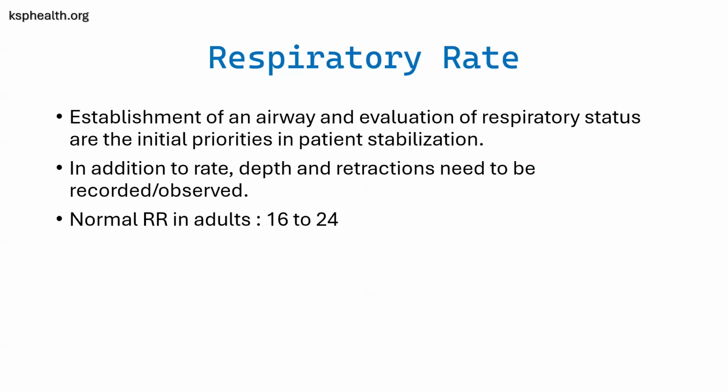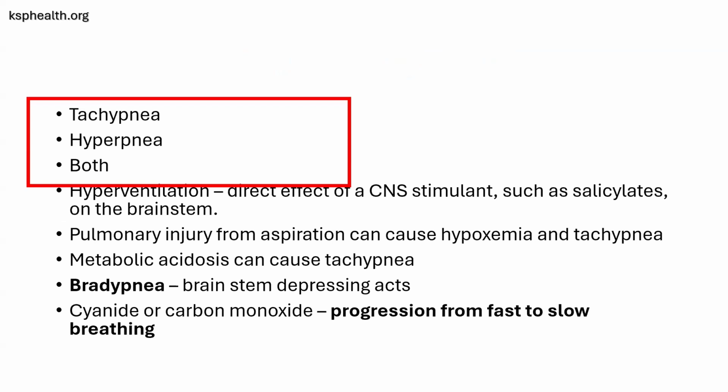Respiratory rate evaluation is very important, including what is the respiratory rate in that patient. In addition to the rate, depth and retractions also need to be recorded and observed. And the tachypnea can be just increase in the rate along with increased depth with retractions or combination of both. Especially when the patient took CNS stimulants such as salicylates, it stimulates the brainstem that causes hyperventilation.